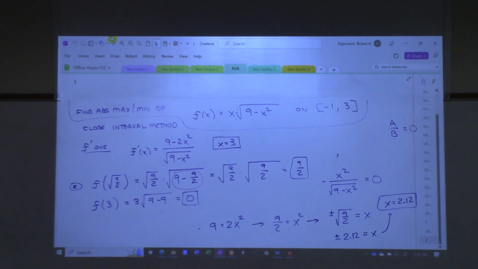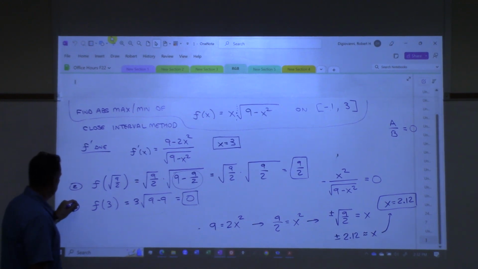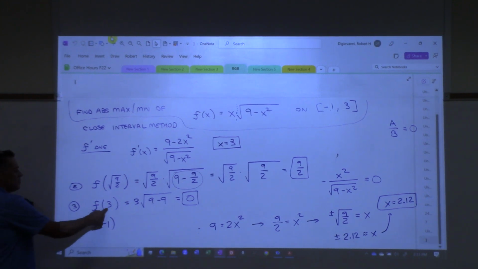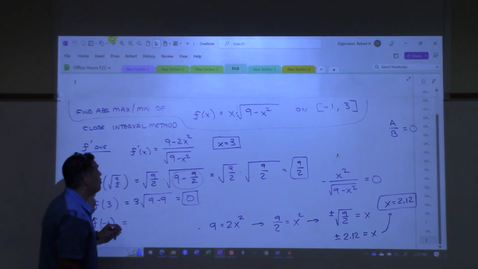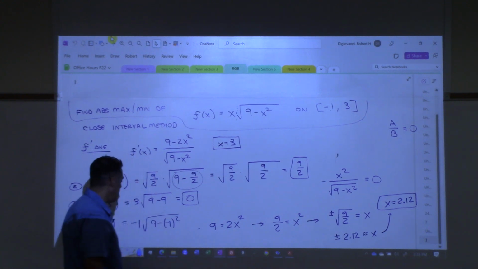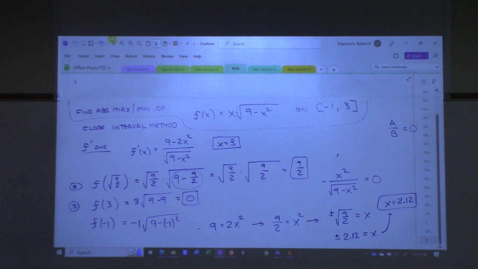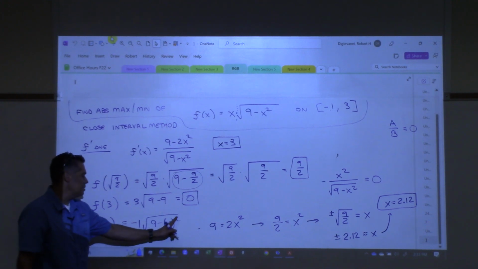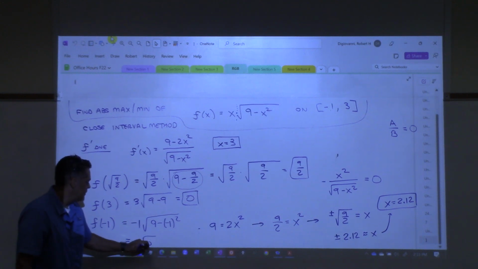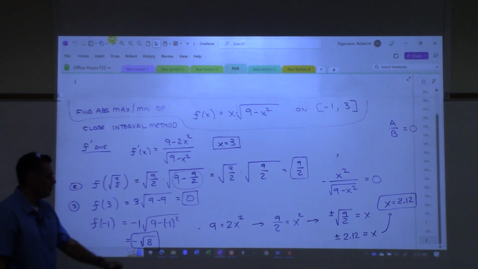Negative 1. Oh, this is step 3, sorry. The two endpoints, right? See, this is what I'm saying. This was a critical number, or you could look at it as an endpoint, couldn't you? So I don't know where y'all want to put it. It's both, right? So plug in negative 1. You get negative 1 times square root of 9 minus, careful here, negative 1 squared. So 9 minus positive 1. So 8. It doesn't turn into a plus because you got to square it first. So this becomes negative root 8.